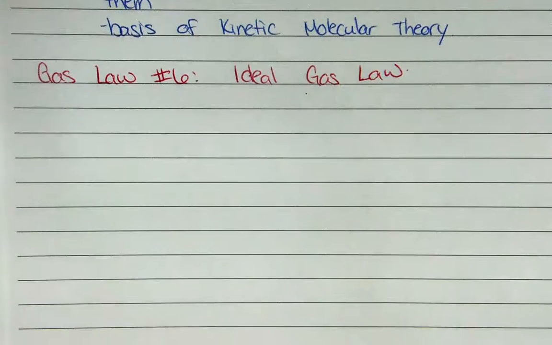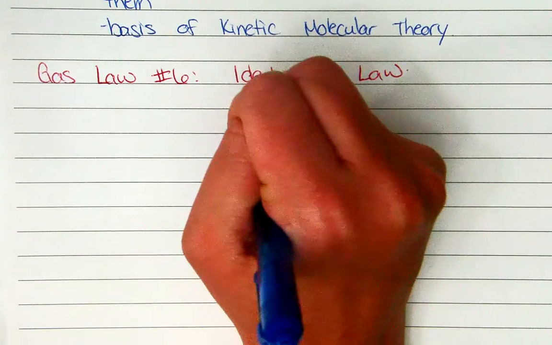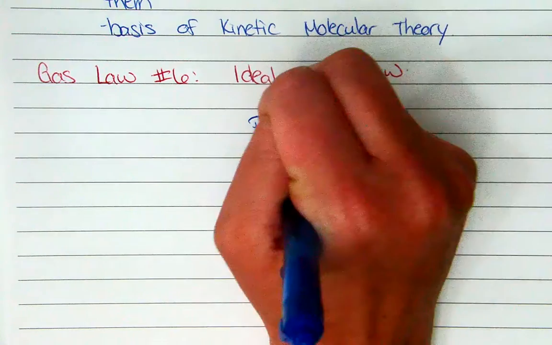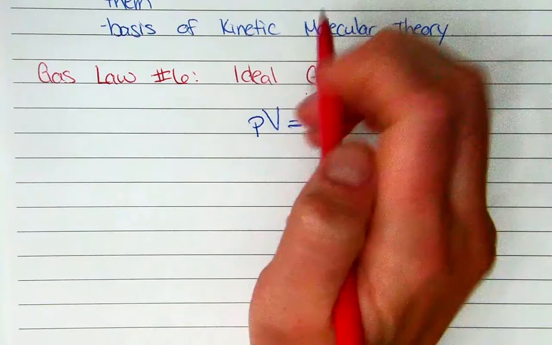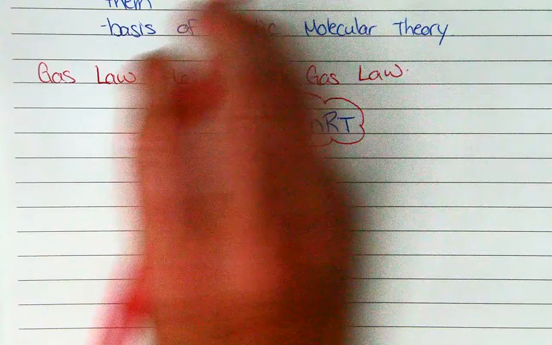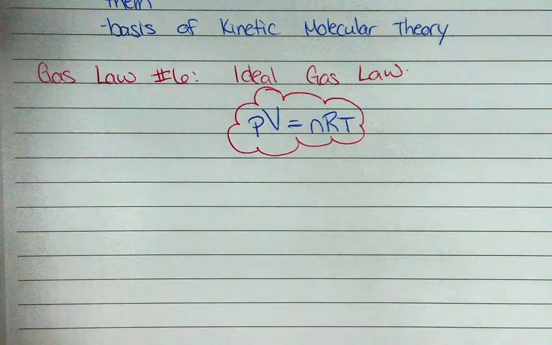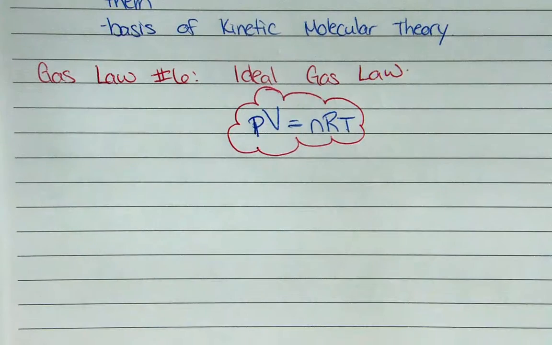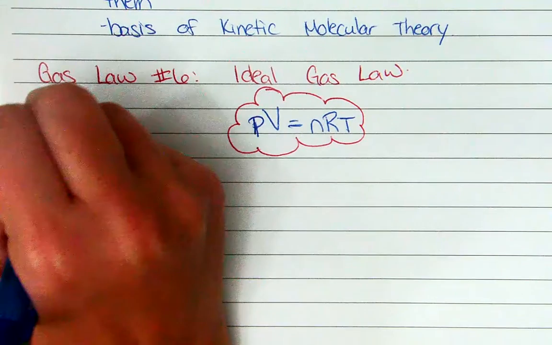So gas law number 6 is the ideal gas law. And the ideal gas law says that PV equals nRT. Four of these variables you'll be pretty familiar with already. That looks like a lowercase p. It's an uppercase one. So we know that P is pressure.